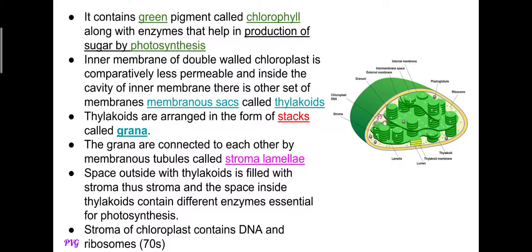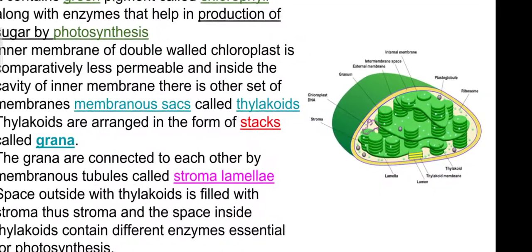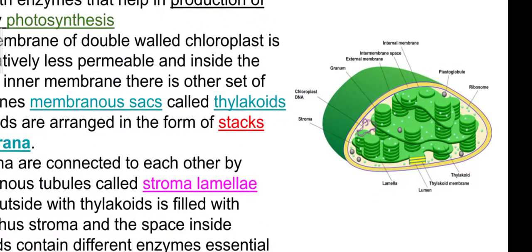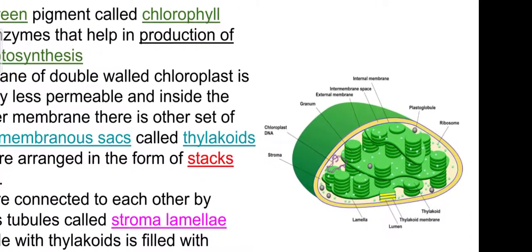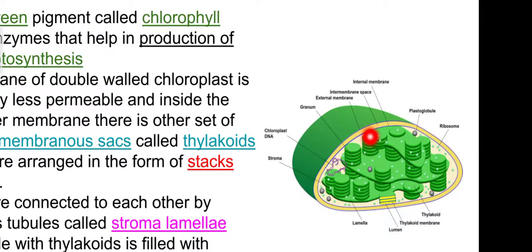It is green in color because it contains a green pigment called chlorophyll, which is useful in photosynthesis. So see the structure of the chloroplast. The chloroplast has a double membrane, showing the external membrane and also the internal membrane, then the intermembrane space between them, then plastoglobule, ribosomes, and thylakoids, the coin-like structures that are connected with the granum.